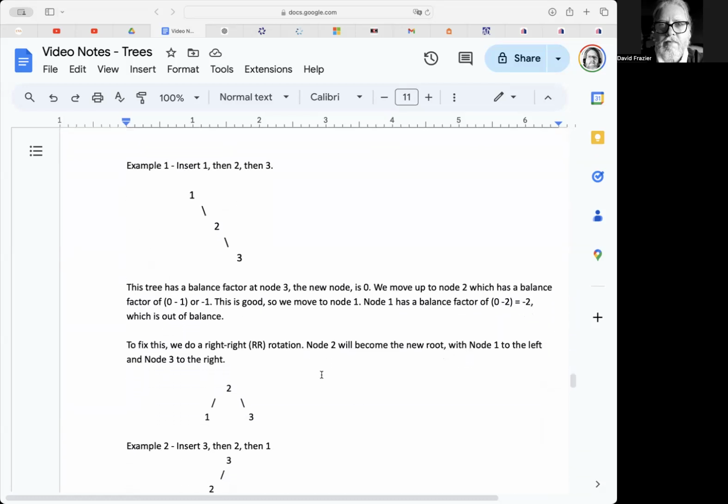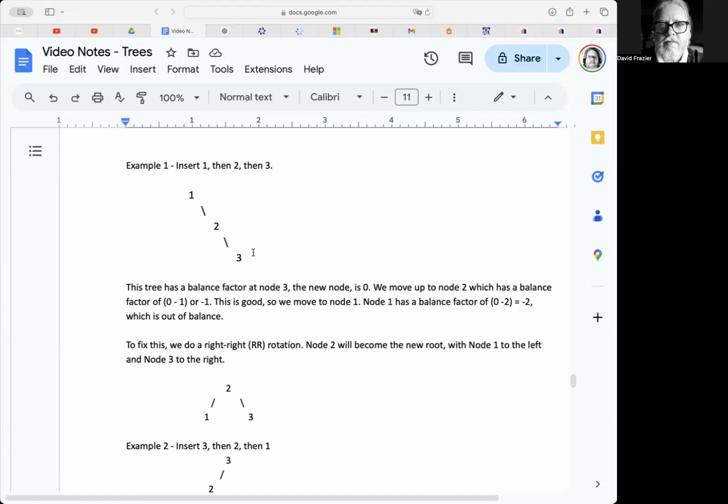In this first example, let's say we have an empty tree. We insert a one. At this point, the balance factor for the 1 is 0 because it's a leaf node. We're then going to insert a 2. So the balance factor at node 2 would be 0, but the one here is going to be 0 minus 1. So that's a -1.